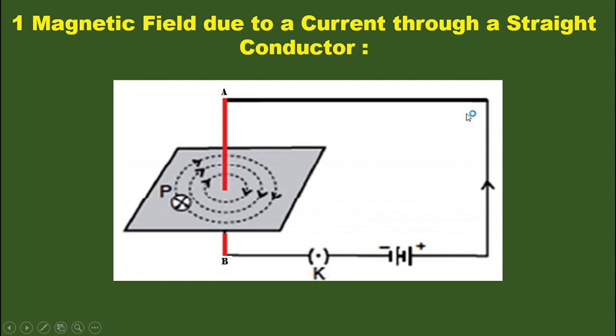Electric current passes through this straight conductor. What happens then? These iron filings arrange themselves in certain patterns like that. All the iron filings are in the form of circular rings. All the circles have a common center, and are called concentric circles.